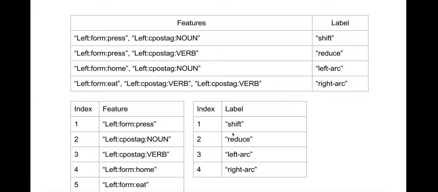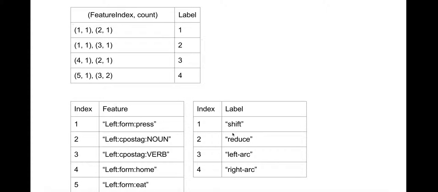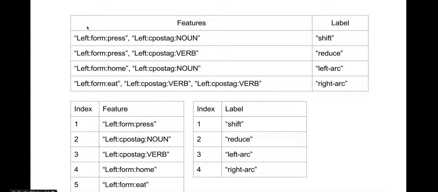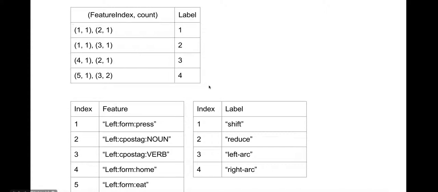Now we replace the features and the label, which were strings in our case, or a list of strings and a string, with integers. This is essentially what the encoded data looks like. Note here that we have 1, 1, 2, 1 and so on. The first element of the tuple represents the index of the feature, and the second element represents the count. If we go back, we see that the same feature appears twice for the purposes of illustration, and then we have a count of 2 for the feature represented by left cpos tag verb.